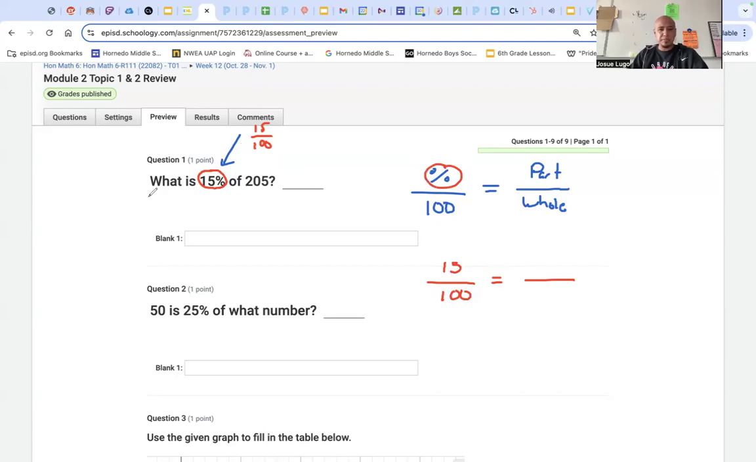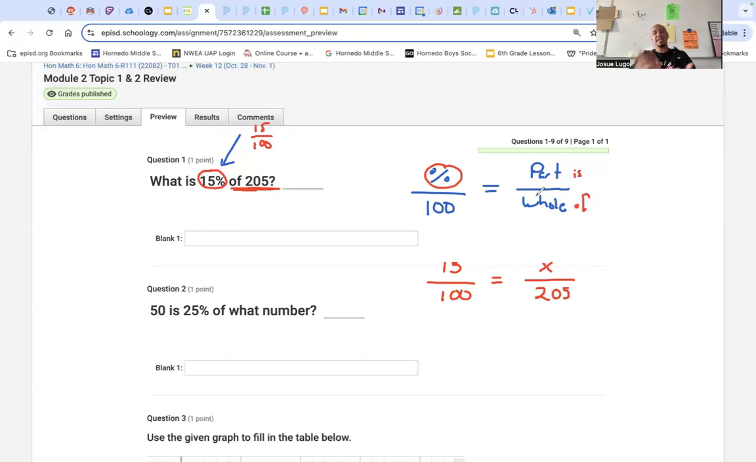Why? Because it's 15%. Now notice that here it says of 205. If you remember from our lesson, the part usually is associated with the word is, and the whole is associated with the word of. So we're taking 15% of 205, meaning that 205 is our whole. So in other words, we know that 205 is our 100%. 15% of that, we don't know what that is. So that's what we're looking for.